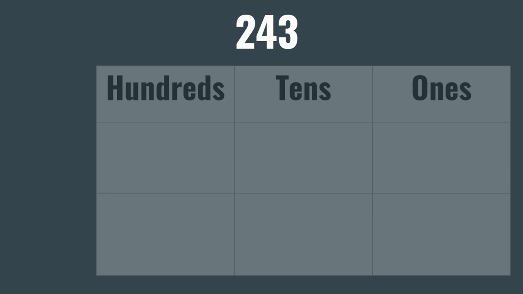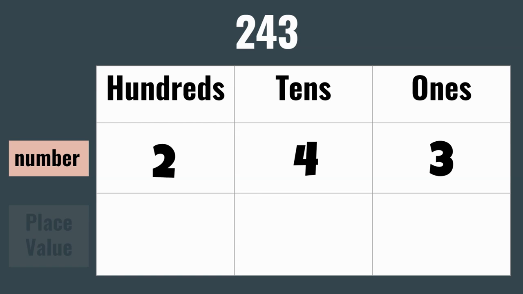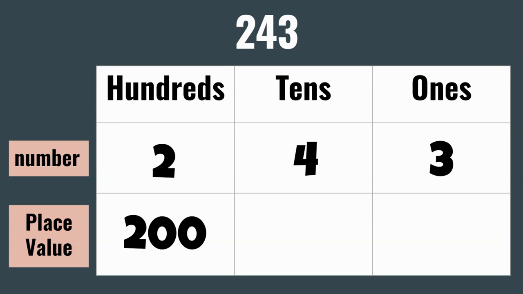Now let's try to put 243 into our place value chart, but at the same time we're going to find out the value of each digit. Since 2 is in the hundreds place, the value of 2 will be 200. While 4 is in the tens place, this will be 40. And lastly, 3 will stay the same as 3.